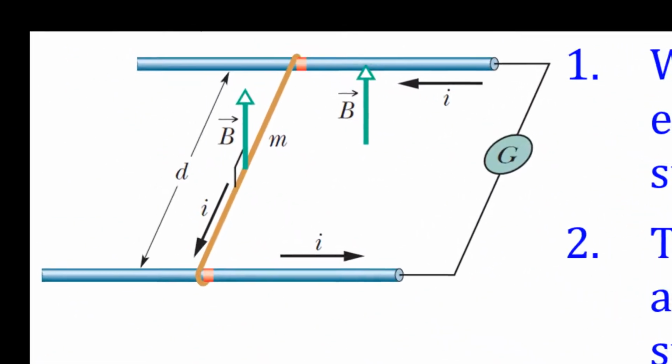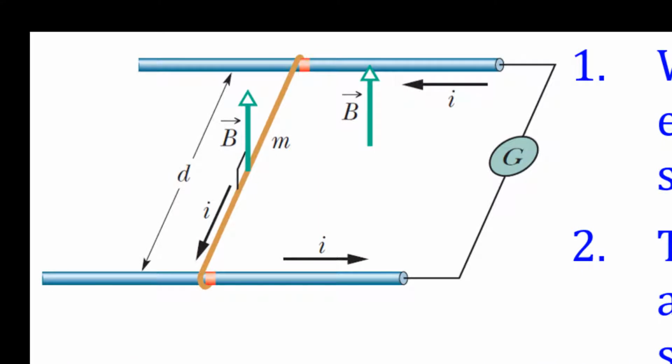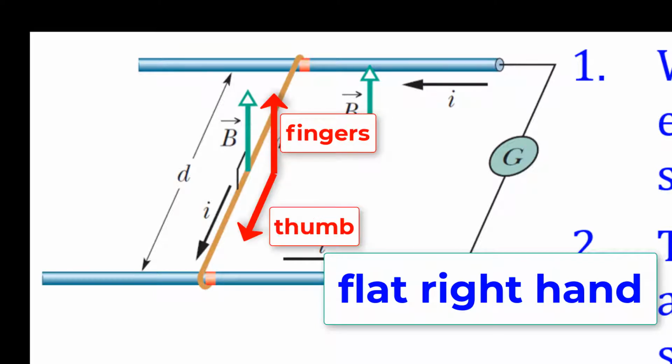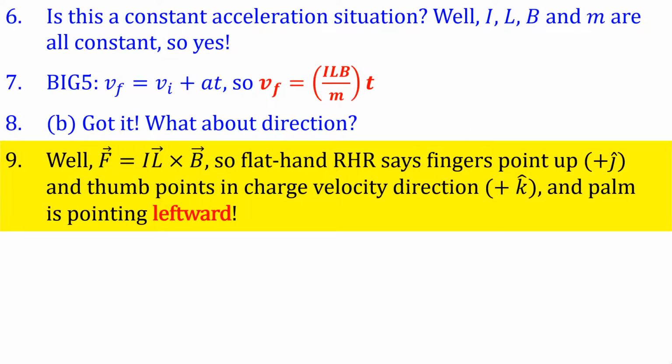This is a job for flat hand, right hand rule. Make sure your right hand is flat. Point your fingers upward because your fingers need to be aligned with the direction of the magnetic field. Your thumb always points in the direction of the charge velocity, which in this case is the current direction. So with your fingers pointing up and your thumb pointing in the current direction, your palm is facing leftward. So the magnetic force is oriented leftward, which means the acceleration is going to push this bar to the left. I'm summarizing this in step 9 and also specifying in terms of unit vectors.